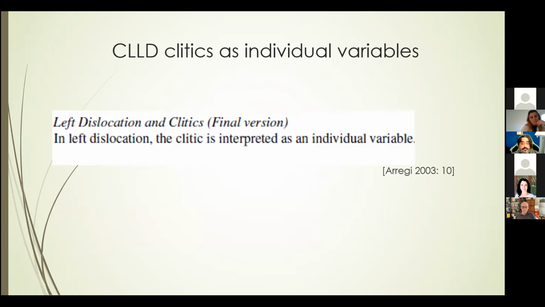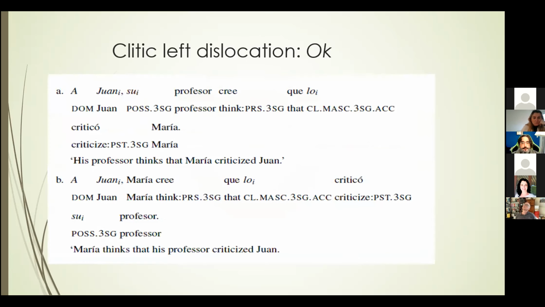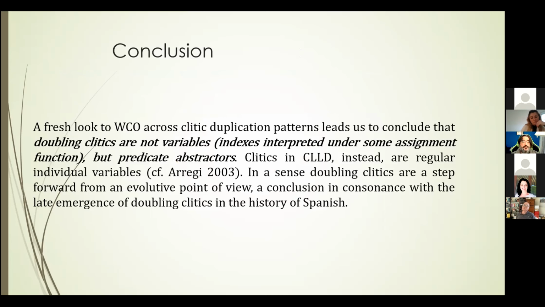And as Carlos Arregui has shown several years ago, in left dislocation, the clitic is interpreted as an individual variable, and the dislocated topic abstracts always over individual variables. That is why with clitic left dislocation, you never have weak crossover effects, regardless of the position of the possessive. Conclusion: a fresh look at weak crossover across clitic doubling patterns leads us to conclude that doubling clitics are not variables, not indexes interpreted under some assignment function, but predicate abstractors.